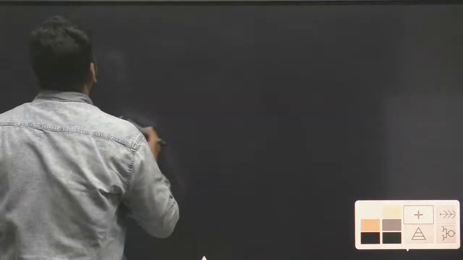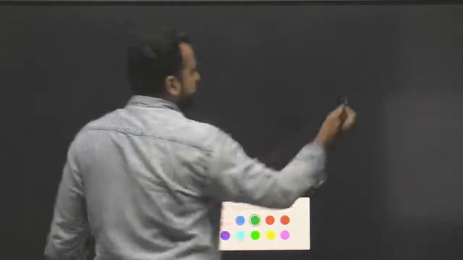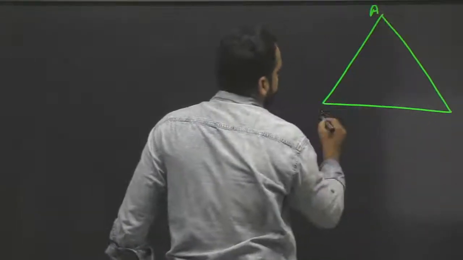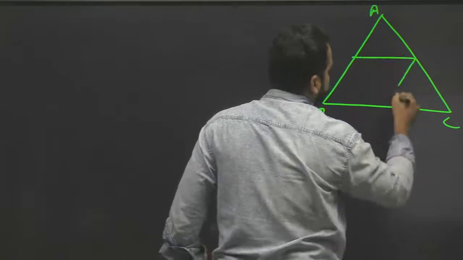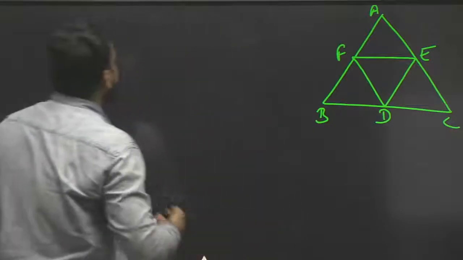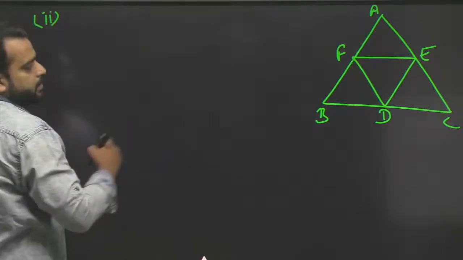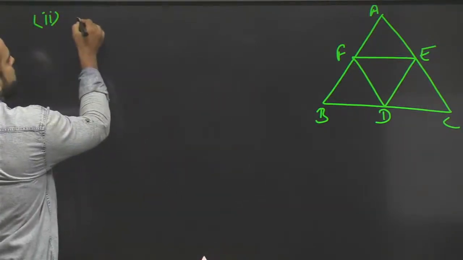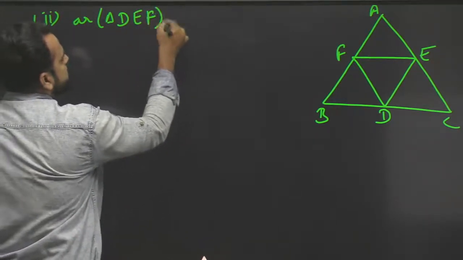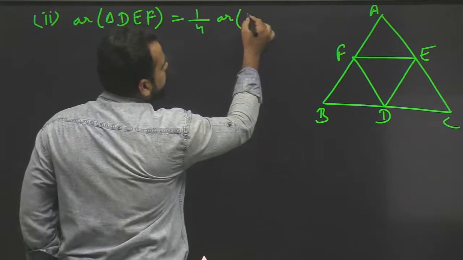Now here again, let me take this color. Again we draw the triangle ABC, and here is the triangle DEF. Now this time we need to prove it. We are doing the second part now. We need to prove that the area of triangle DEF is 1/4 of the area of triangle ABC.